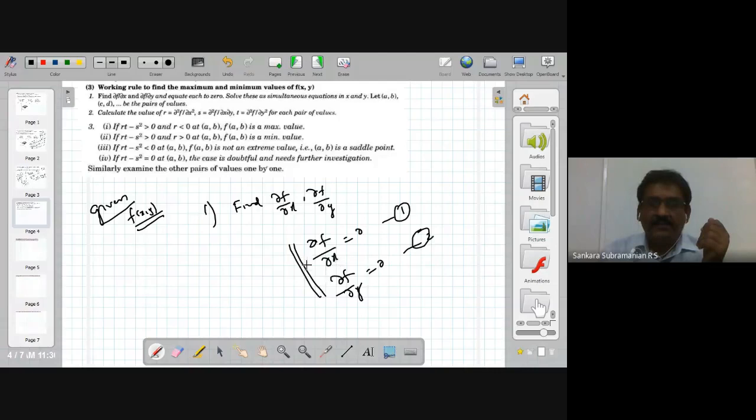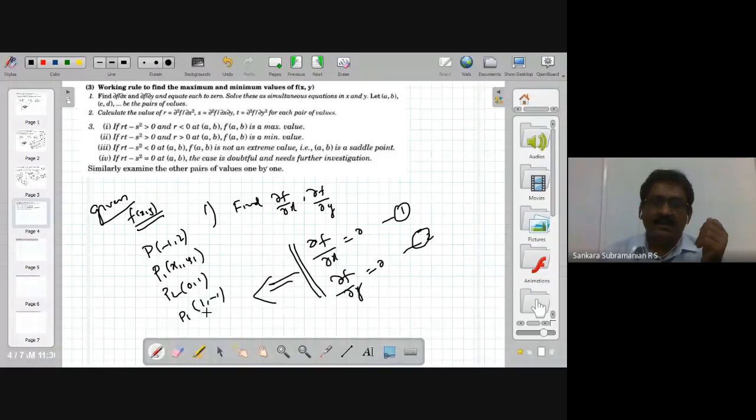Then, after this, if you solve these equations, you will be getting so many points. P1, x1, y1. For example, -1, 2 is a point. P2, 0, 1 is a point. P3, 1, -1. So you will be getting different points. We call these stationary points, right?